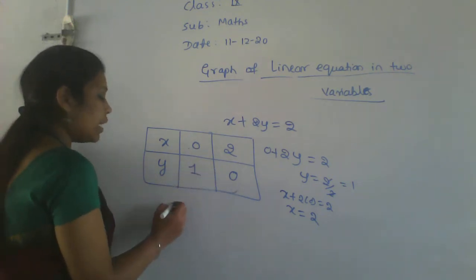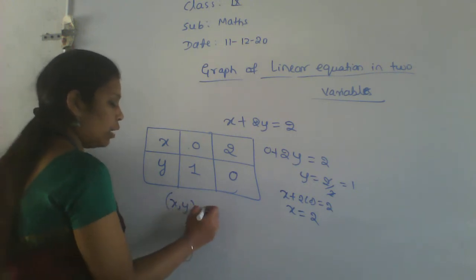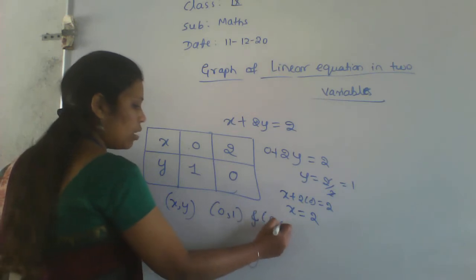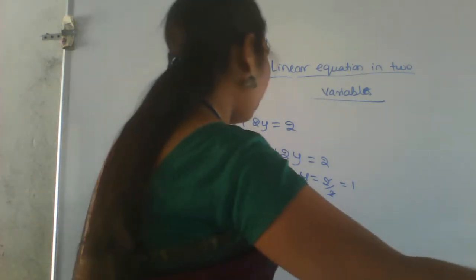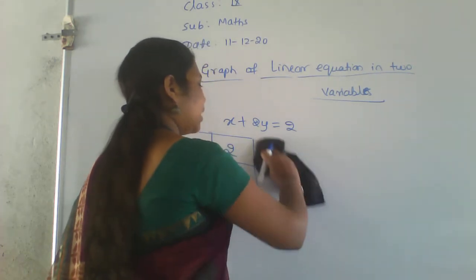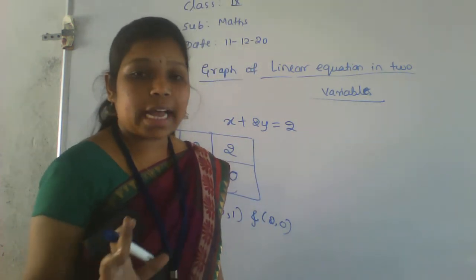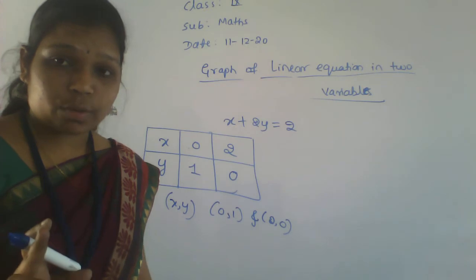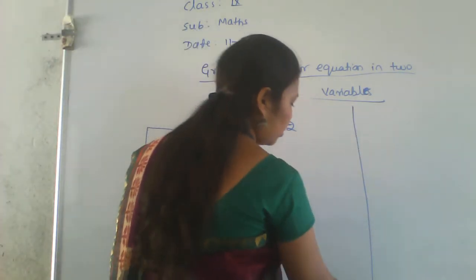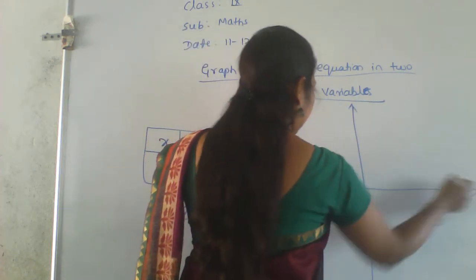So what are the coordinates here? Always you have to write the coordinates in the form of x comma y only. That is nothing but we are getting here 0 comma 1 and 2 comma 0. We are getting only two coordinates here. Now take a graph. In the graph only you have to draw. Take a graph sheet and you have to plot the graph in the graph sheet only. Don't draw in a notebook. Take one graph. See here, like this. Using a scale, you will get a straight line only.